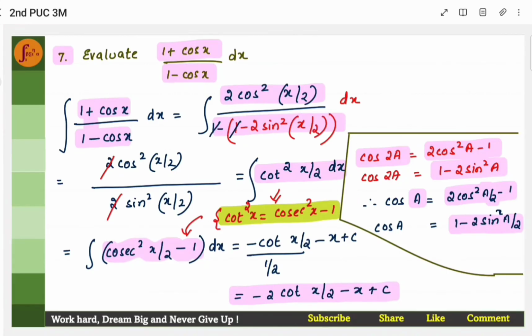Now, you simplify this. Cos square and sin square will become cot square. Now, this is a very important trigonometric formula. Cot square x is cosec square x minus 1. Similarly, you have a formula for tan square x, which is secant square x minus 1. So, use this formula and then find the integral separately. Integral of cosec square x is minus cot x and integral of 1 is x.